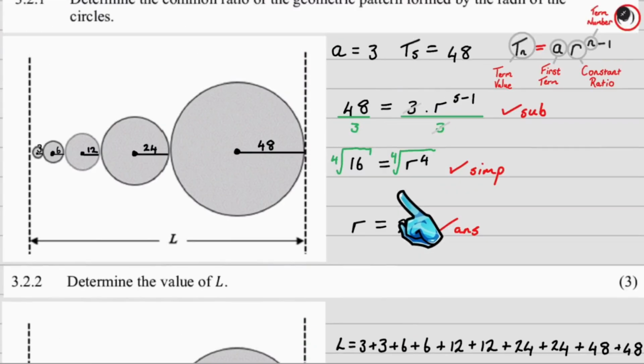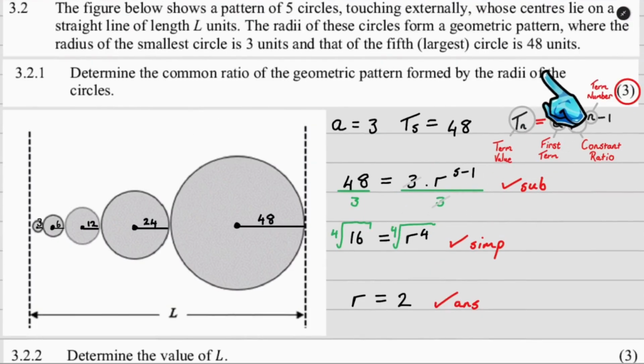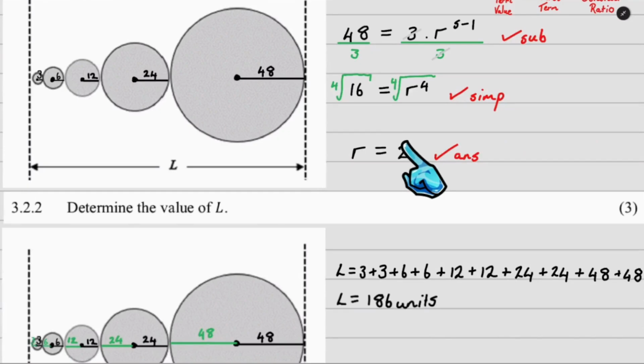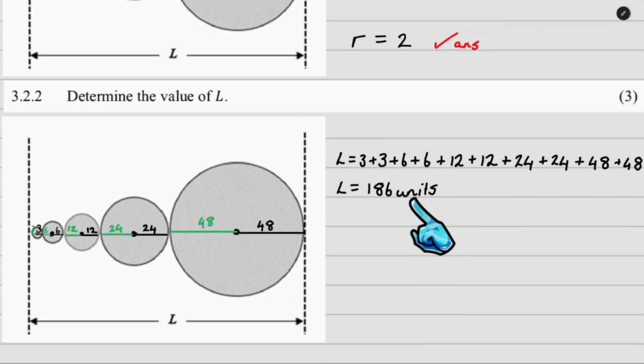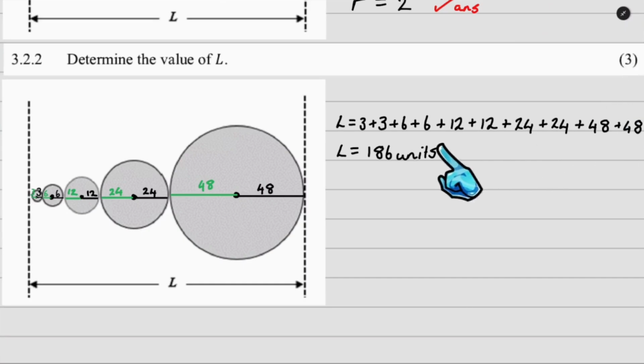In the question, they didn't say centimeters or anything like that. They said units. So we have to match that with units. And your 3 marks, 2 of them will come from adding everything together, and 1 of them will come from the final answer.